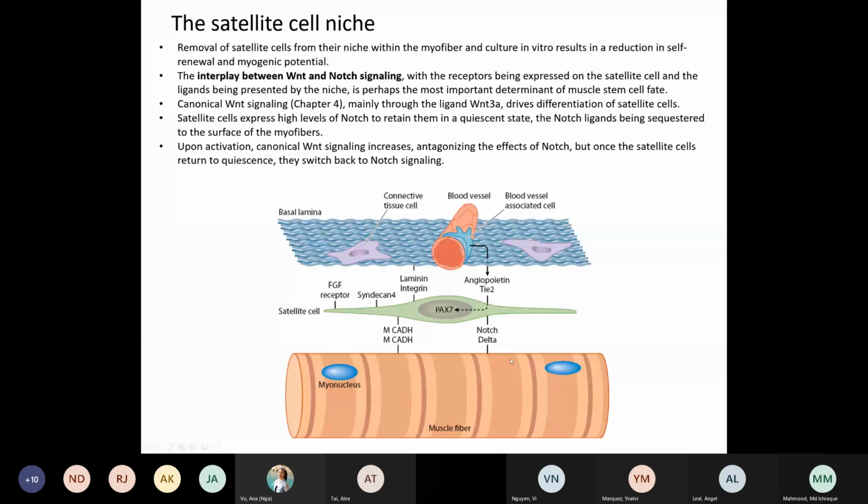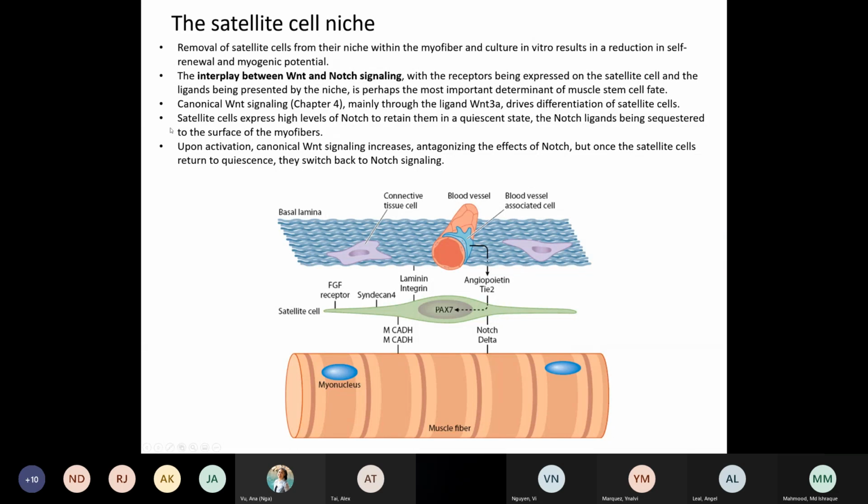The important signal transduction here is through Notch signaling and Wnt signaling. To make it simple, Wnt will cause the cell to start to differentiate, while Notch will keep the cell in a quiescent state. So those two coordinate with each other. The Notch ligand is Delta. Delta is from the muscle fiber, and on the satellite cell you have Notch receptor. Therefore, this pair will keep the cells in quiescent state.